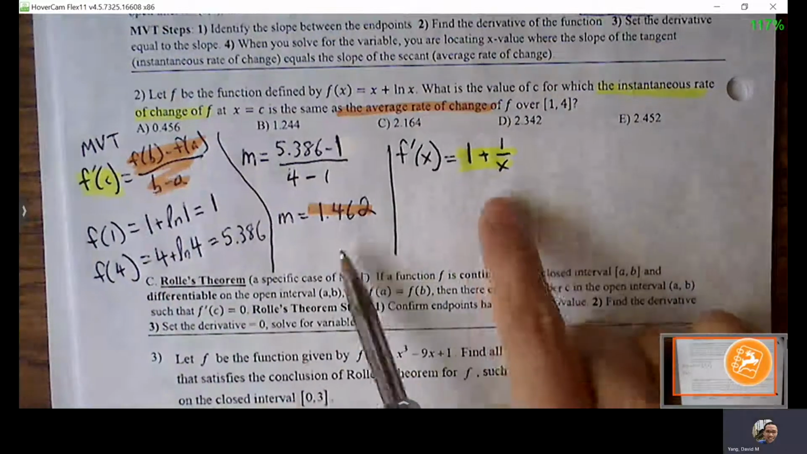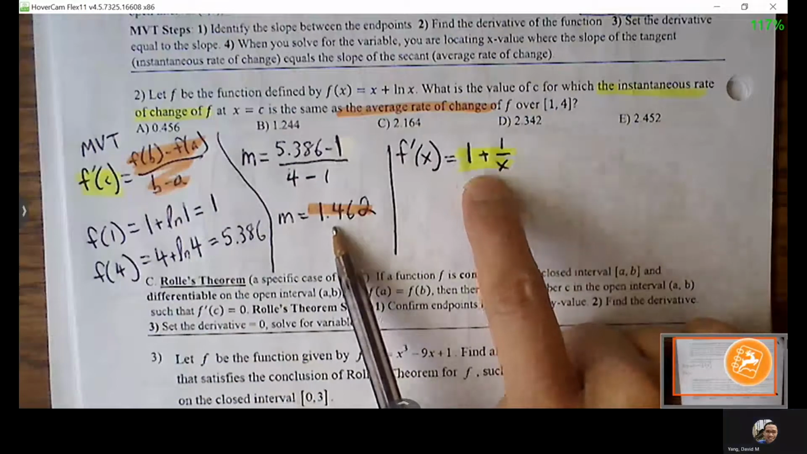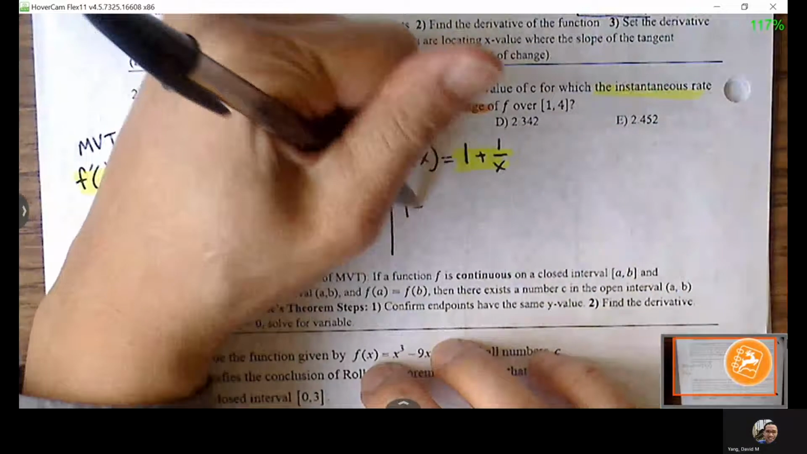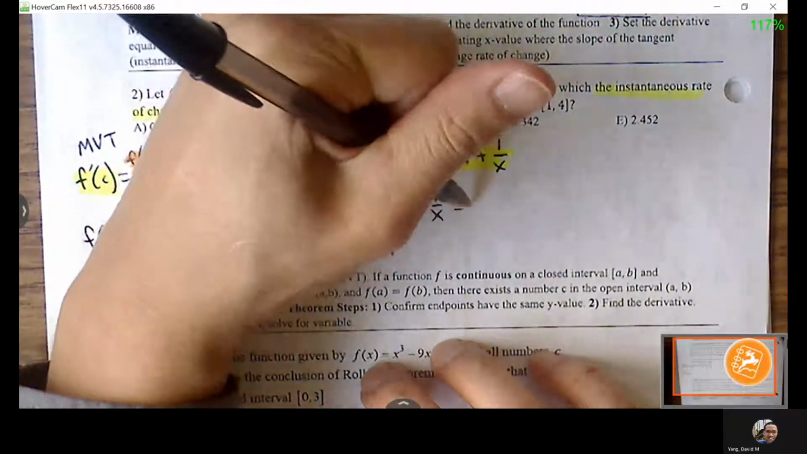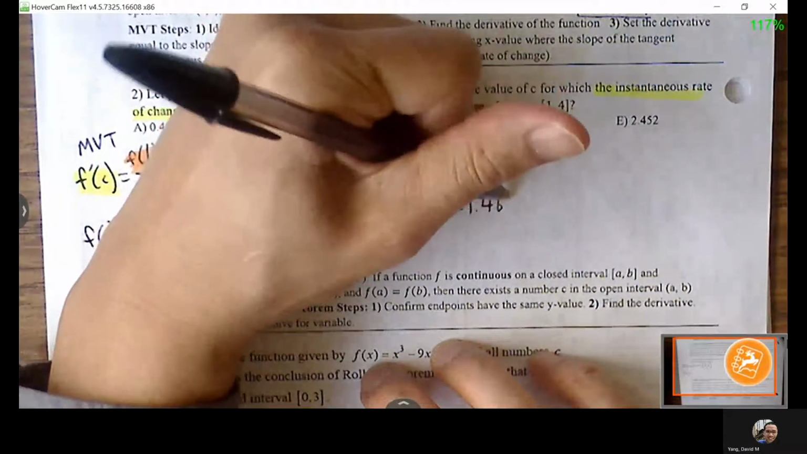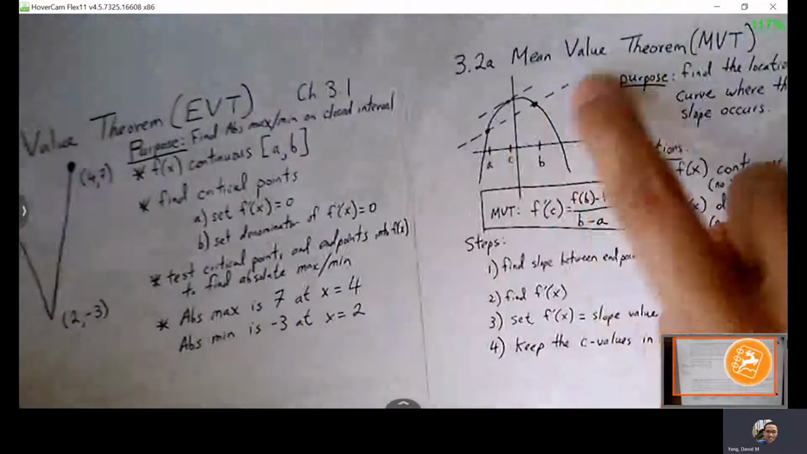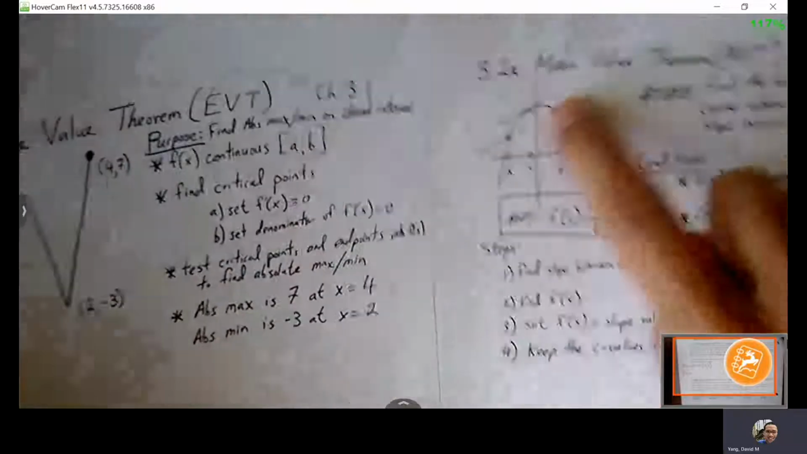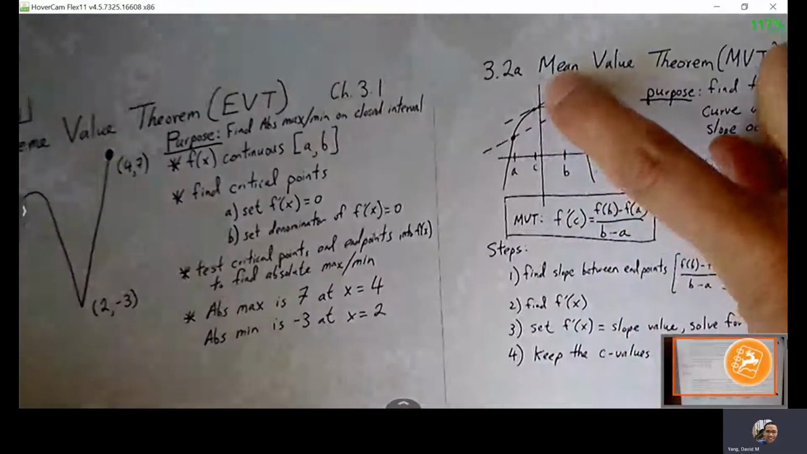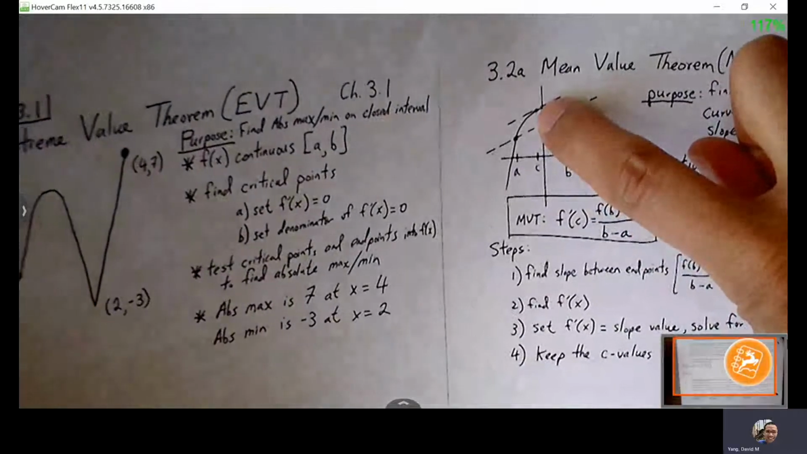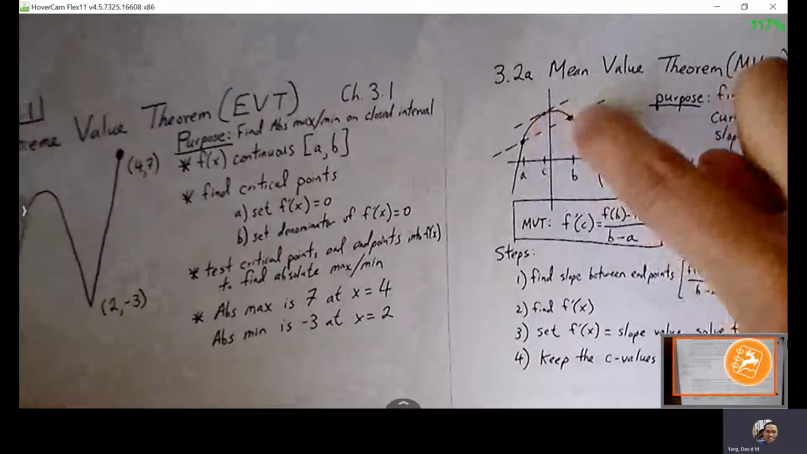So we're simply just going to set these equal to each other and solve for x. All right, so we're setting the slope, this 1.462, equal to the derivative, and in return, we're going to be able to find the location where that specific steepness is going to live on that curve.